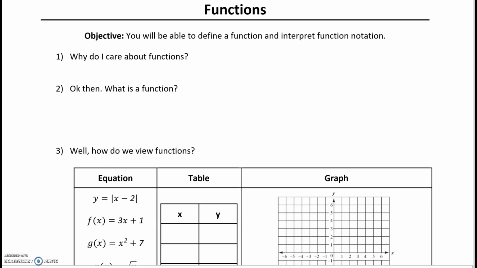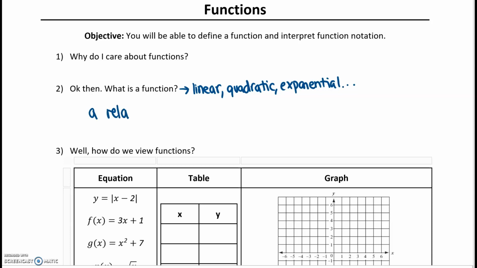All right, then, what is a function? So I've just listed a few examples, so I'll just jot those down here. It could be a linear function, it could be a quadratic function, it could be exponential. These are all examples, not the definition. So a function, more specifically, is a relation or relationship between an input, which in algebra and math means what goes into a function.